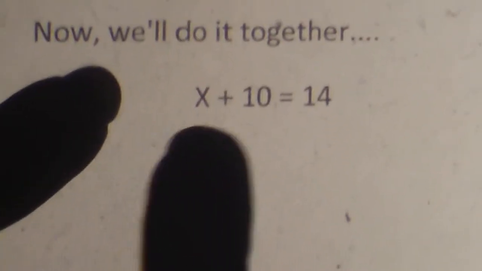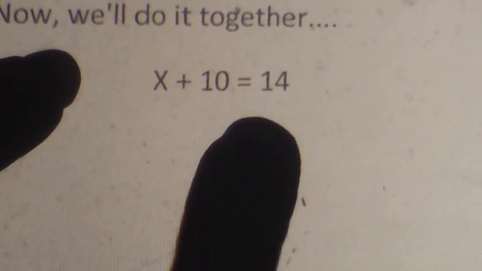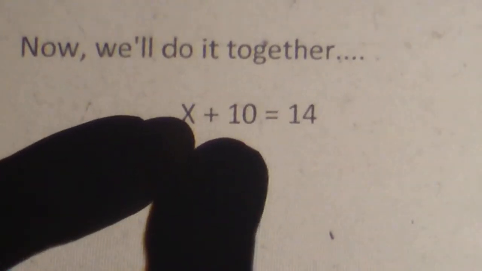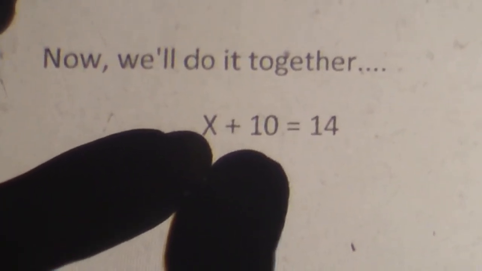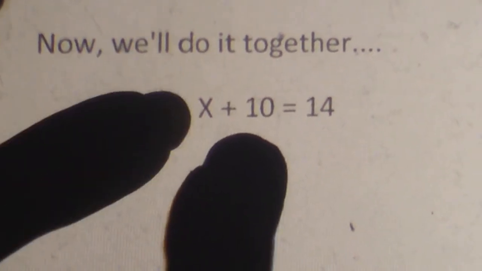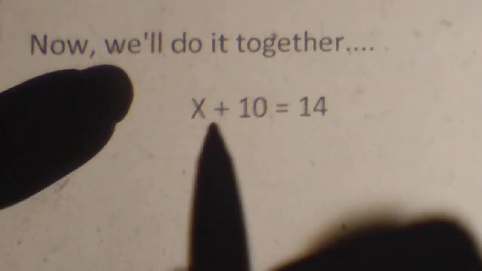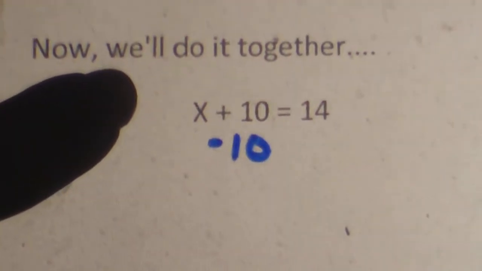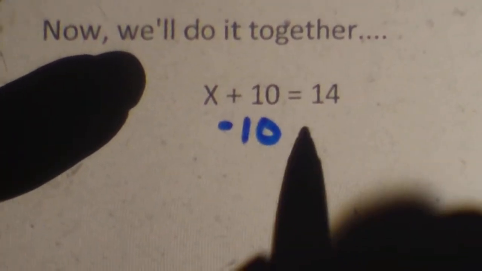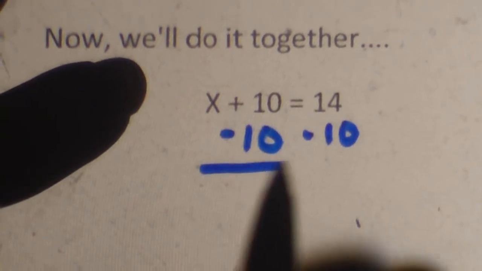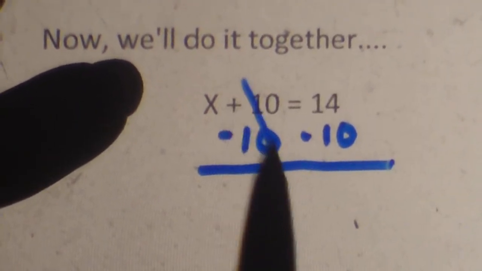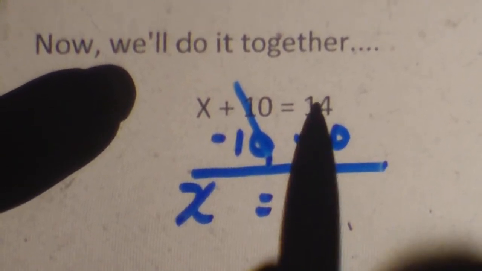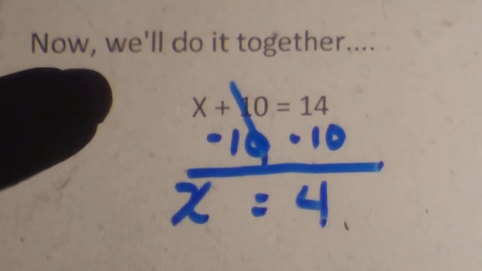This equation is x plus 10 equals 14. This is an addition problem because I have my plus sign right here. I need to perform the inverse operation to get that variable by itself. The opposite of plus 10 is minus 10. What I do to one side, I must do to the other. 10 minus 10 cancels out. My x is left, and 14 minus 10 is 4.